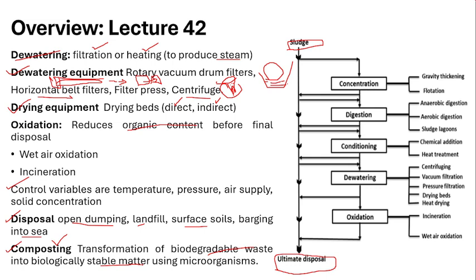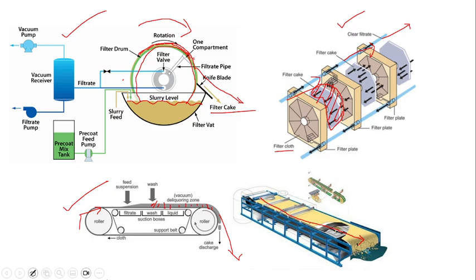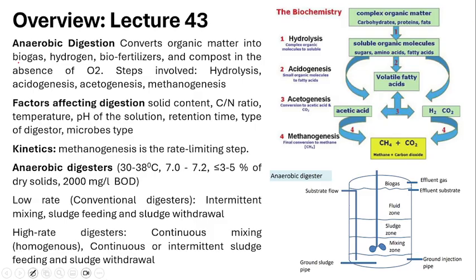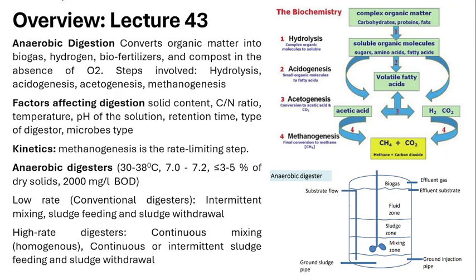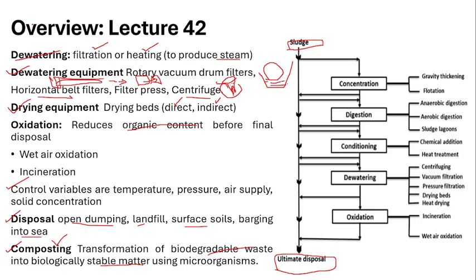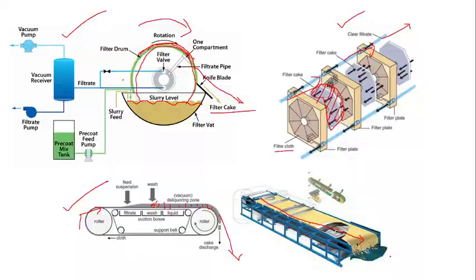So now we have seen about dewatering, drying, oxidation and disposal. Next topic, in lecture 43, we will discuss anaerobic digestion. So anaerobic digestion, we have seen this in detail already. But where this anaerobic digestion comes in sludge treatment is here. After concentration, we can use the digestion of the sludge to produce many useful products. That is where the anaerobic digestion is coming in the sludge management.